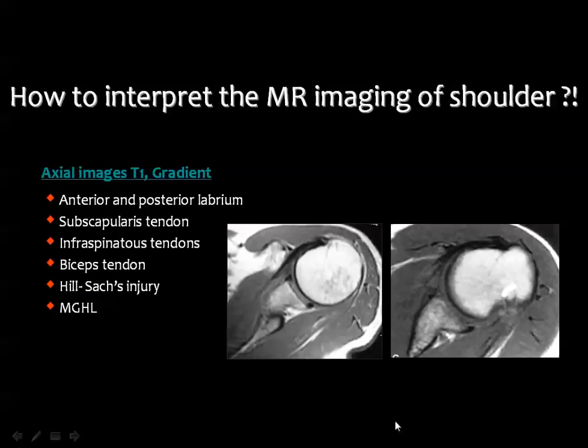The axial images are very good for evaluation of stability, especially anterior and posterior dislocation, evaluation of the subscapularis tendon and the infraspinatus tendon as well, and evaluation of the biceps tendon in the groove. Look for Hill-Sachs injury, which is one of the pathognomonic features of Bankart lesion. You can identify here the middle glenohumeral ligament between the subscapularis tendon and the anterior labrum.